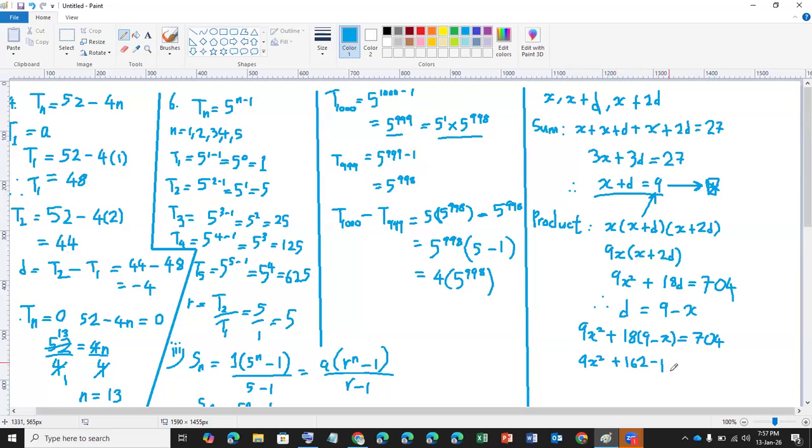equals 704. Now, you know what we're going to do? Bring the 704, or in fact, let me just do it straight up. Minus 704 equals 0. So you now collect like terms. 162 minus 704 will give us what? 542. I'm going to the negative, so this is how it will now look. Minus 18x.